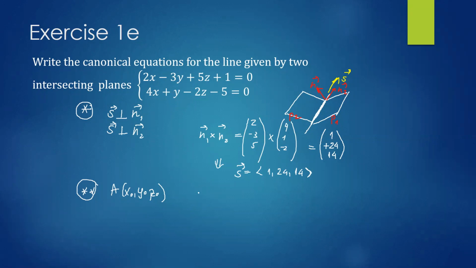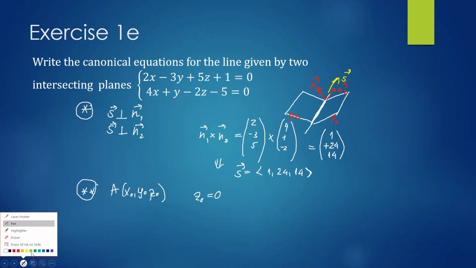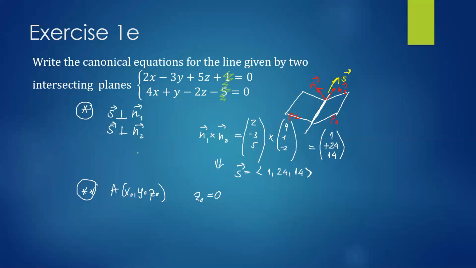I would like to take z0 equal to 0. Why? Because z has the highest coefficient in the two equations. Oh, sorry, I did the wrong thing. I have to erase these. That was not what I had to do.